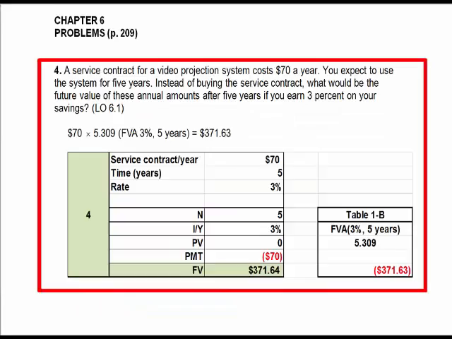And Chapter 6 problems. A service contract for a video projection system costs $70 a year. You expect to use the system for 5 years, but instead of buying the service contract, what would be the future value of these amounts after 5 years if you earn 3% on your savings?